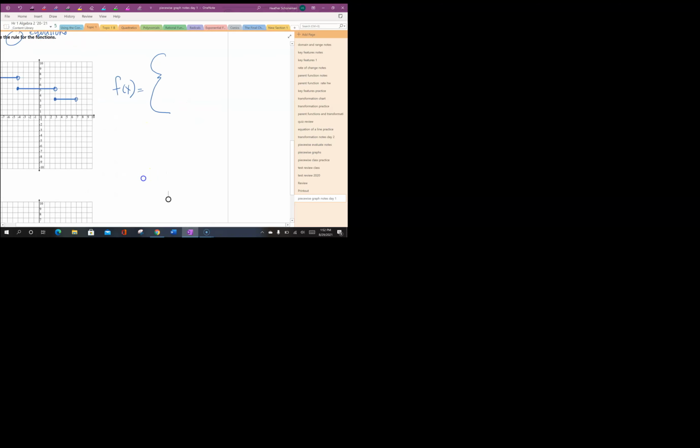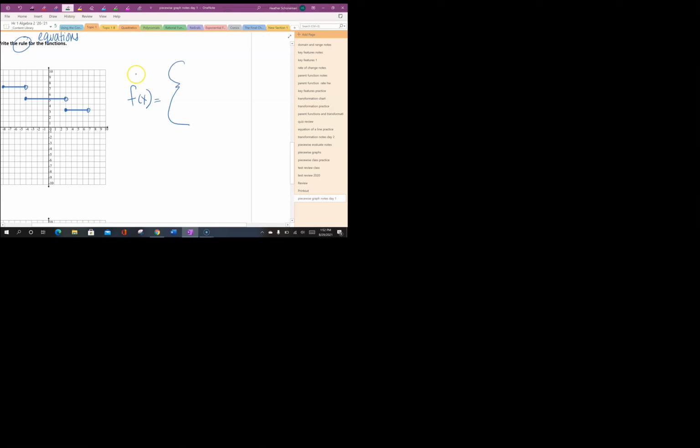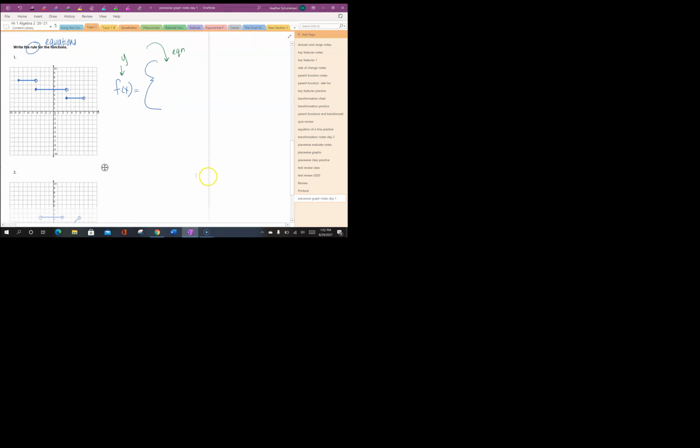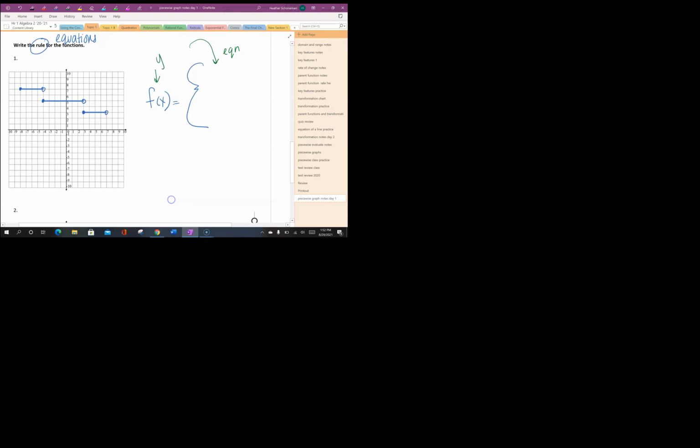But here's the deal. We already wrote f of x, which is the same thing as y. So when we write the equations over here, we are not going to write the f of x again or the y again because we've already done it. Okay, and when we write it, we have to write in order from left to right. So we're going to write equation 1, equation 2, and then equation 3. They have to go in that order from left to right.